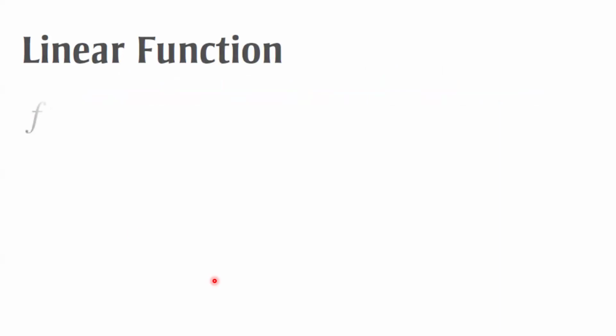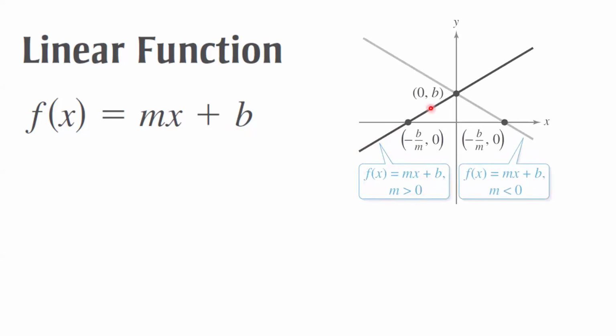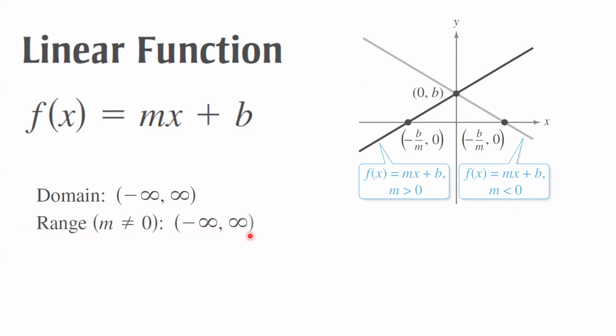The definition of a linear function is f of x equals mx plus b. As you remember, m is the slope and b is the y-intercept. If m is positive, the line is increasing. If m is negative, the line is decreasing. The domain of a linear function is R, or negative infinity to positive infinity. The range is also negative infinity to positive infinity.